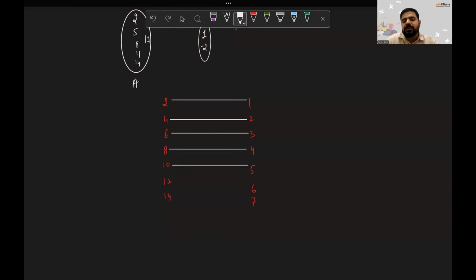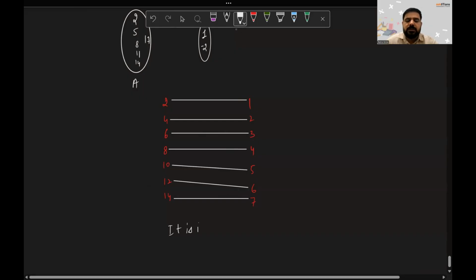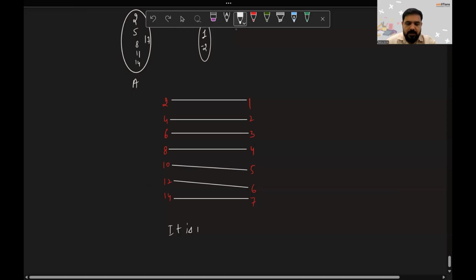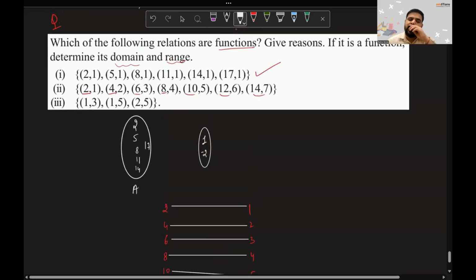Something like this is given to us. Definitely, this is going to be a function. This is a function. Let me rewrite this part. It is a function. Now let's look at the last part.